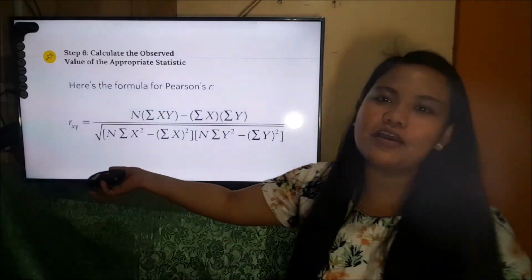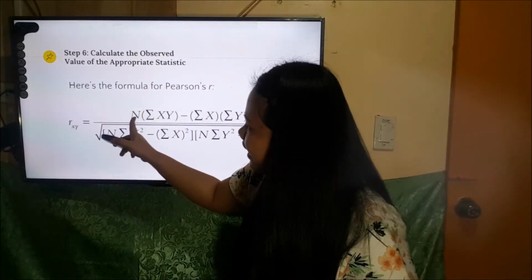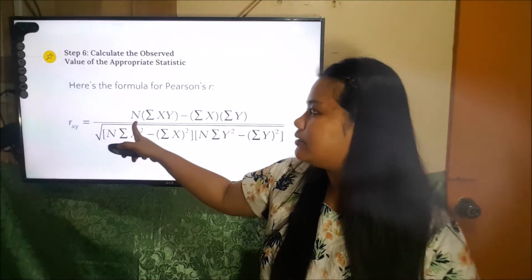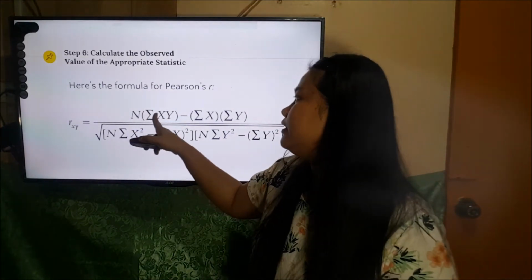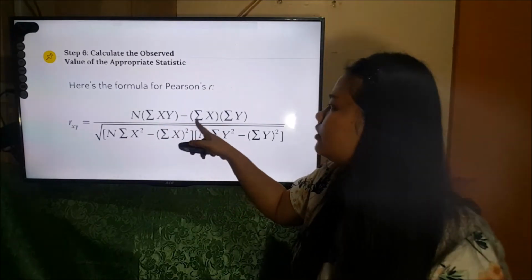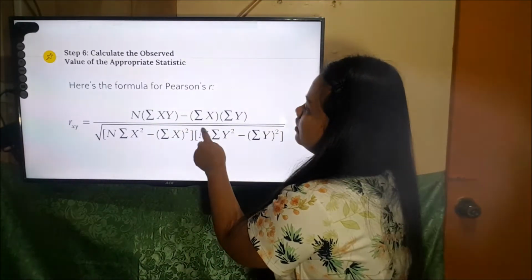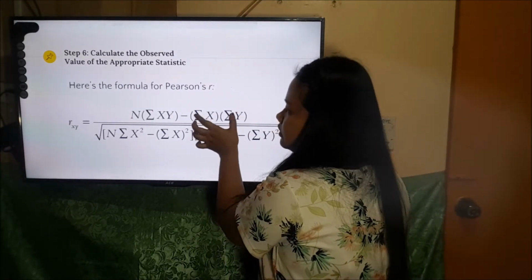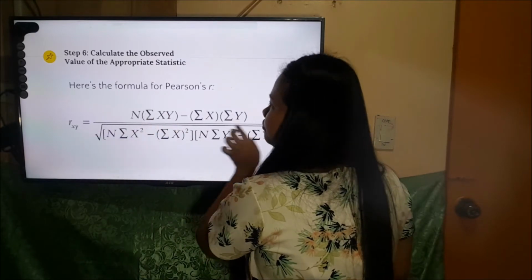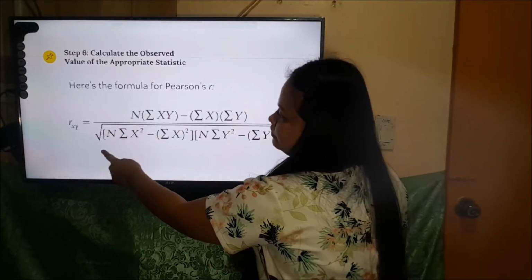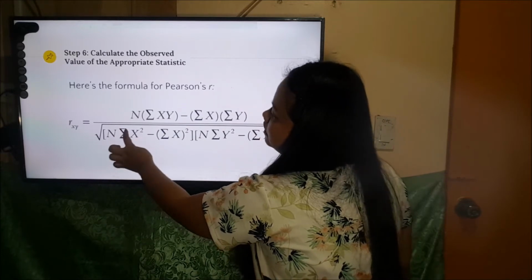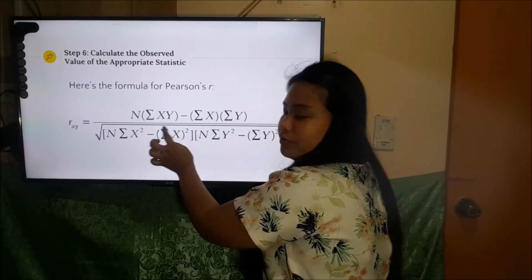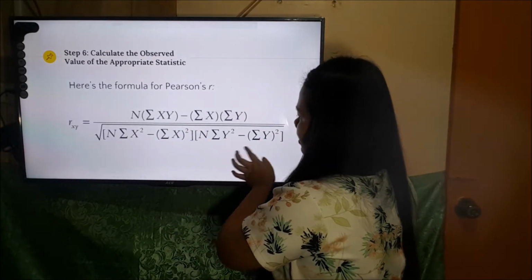Now, here is the formula for Pearson's r. N is 15, right? We have 15 participants. Multiplied by the summation of xy minus, you multiply this first, summation of x multiplied by the summation of y. Okay, before you subtract the product here, over the square root of n, 15, summation of x squared minus, you square it first before you minus it, there. Okay.